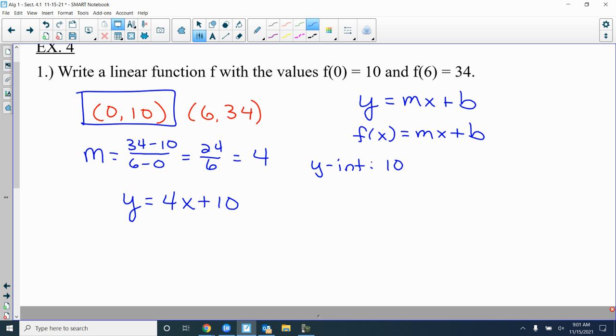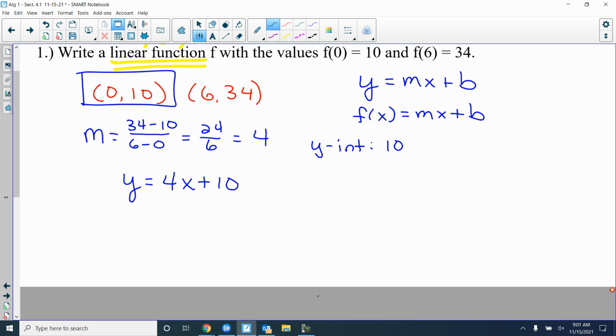Now, just like a minor detail, and I said earlier, when they tell us to write a linear function, that's always f of x. So the only thing you're going to do is take that y out and make this f of x equals 4x plus 10. Okay, that's all you're doing. Y equals 4x plus 10.